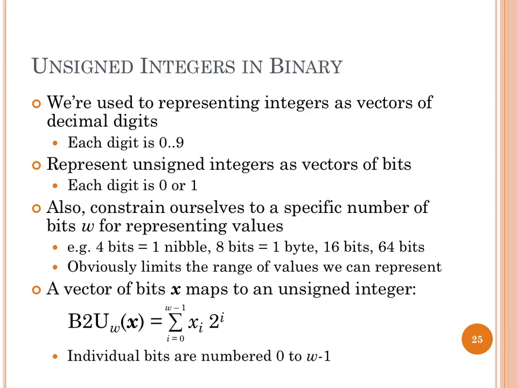So we map a particular vector of bits to its corresponding unsigned integer with a calculation like this. We're all familiar with the ones place, the tens place, the hundreds place, the thousands place. Well, in binary, we have the ones place, the twos place, the fours place, the eights place, the 16s place, and so forth. It's the same thing, just a different base. The bits are numbered 0 to w minus 1, w being the bit width. 0 is the least significant bit, so that'll be 0 or 1, and then the next bit over will be 0 or 2, and so forth, all the way up.